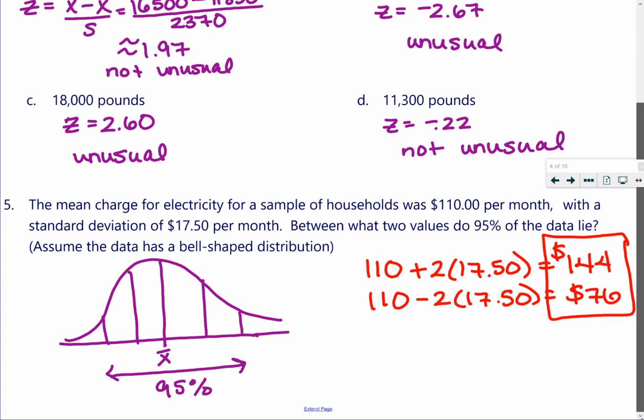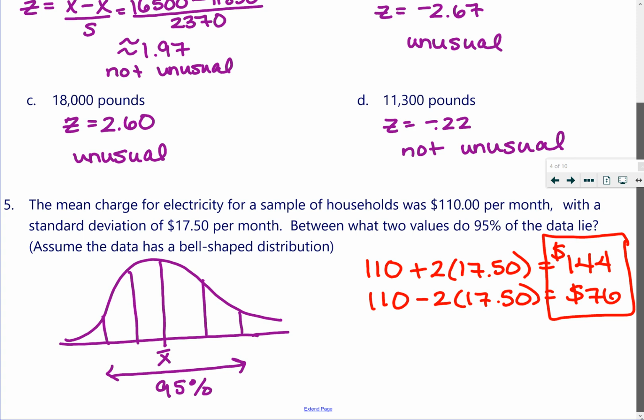So the fact that they tell you it's a bell-shaped distribution is a pretty good hint as to what you're doing for this problem. It's the empirical rule. Grab my formulas here and see if that's on here. It is. So you don't have a picture of your bell curve on your formula sheet.